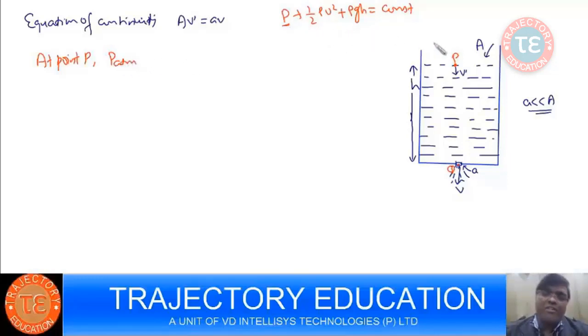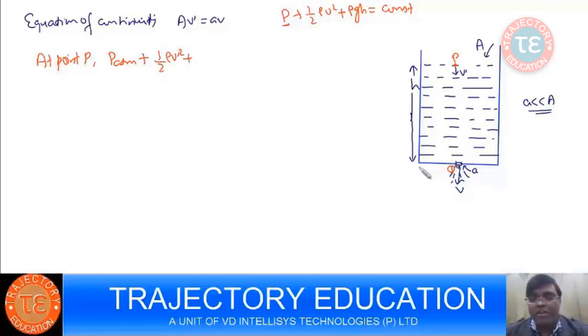What do we mean by static pressure? The pressure of the liquid, assuming the liquid to be at rest. If the liquid is at rest, what is the pressure over here? This is in contact with the atmosphere, so it's P atm plus half rho V dash square.